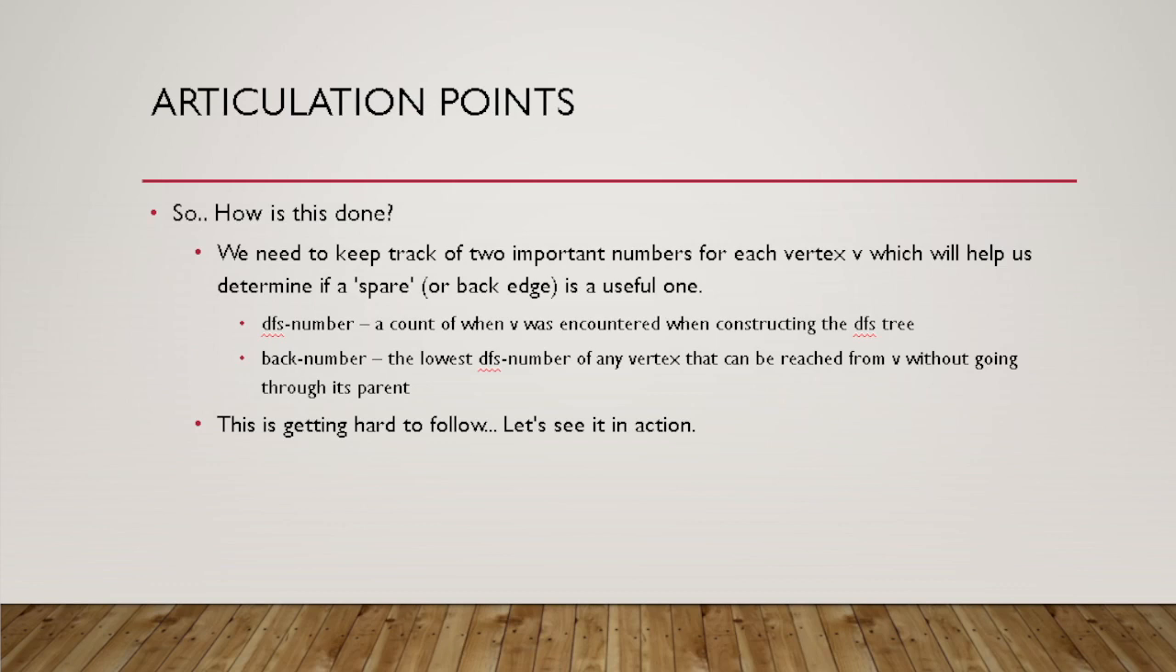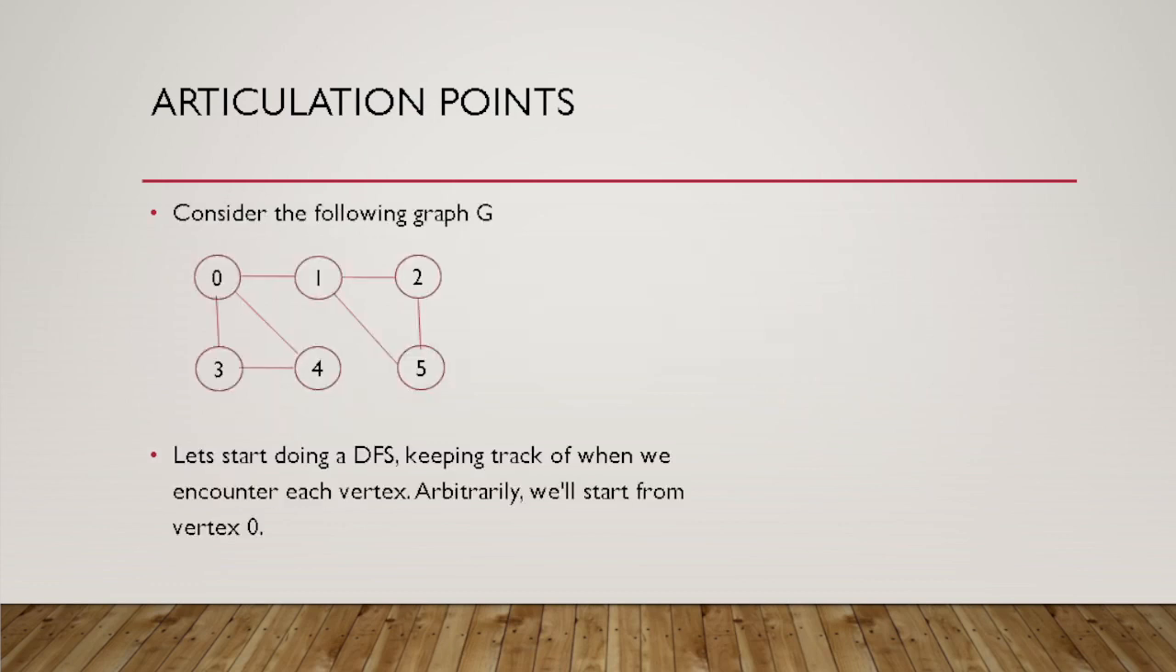So I think we can follow it better if we take a look at what those numbers mean. Let's say we've got this graph G. We want the DFS number, which is a list of when we encountered each vertex. So let's start the tree with vertex 0. You'll see I've added these little blocks, for keeping track of the DFS number on the left and the back number on the right. The DFS number is just a sequence. Since vertex 0 was the first one we encountered, it gets the DFS number 0.